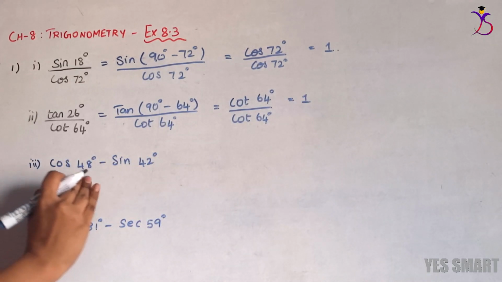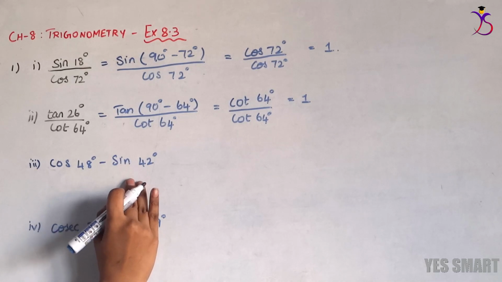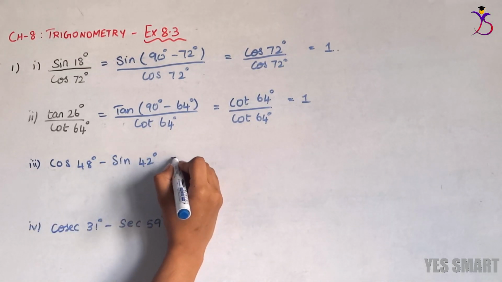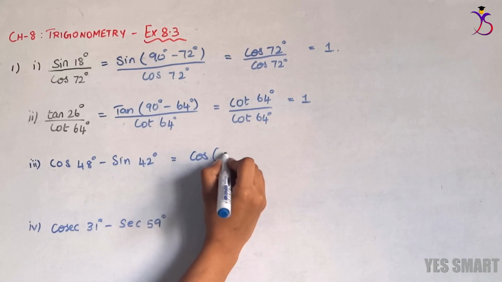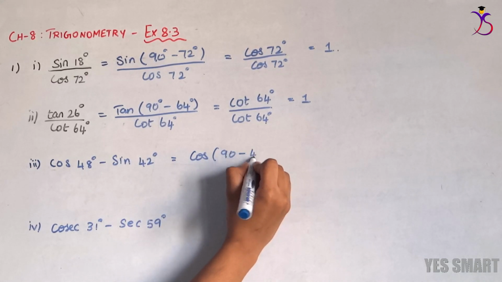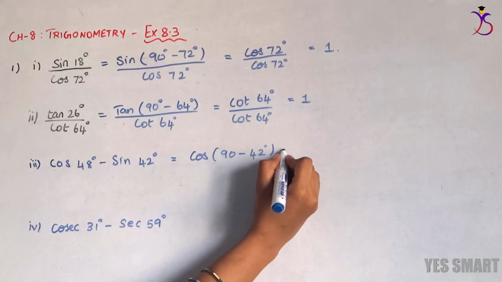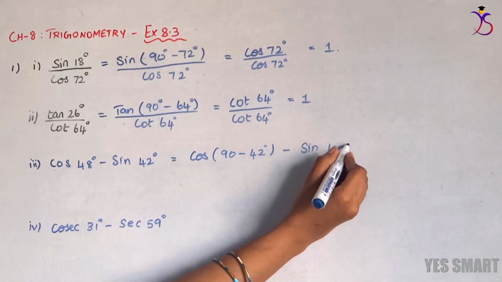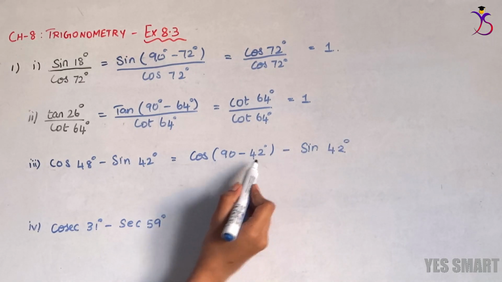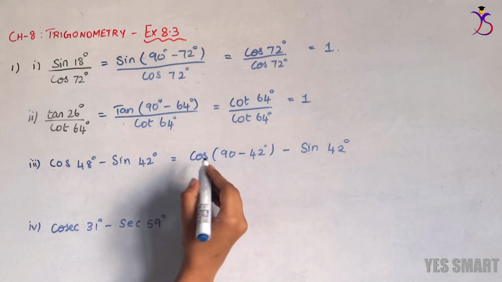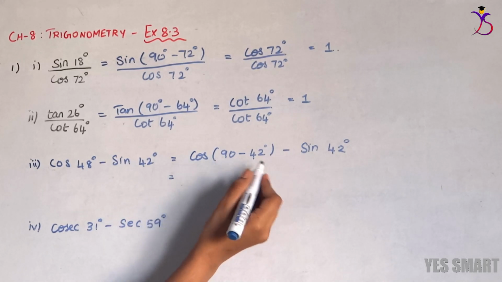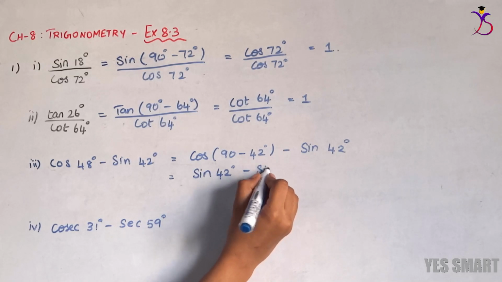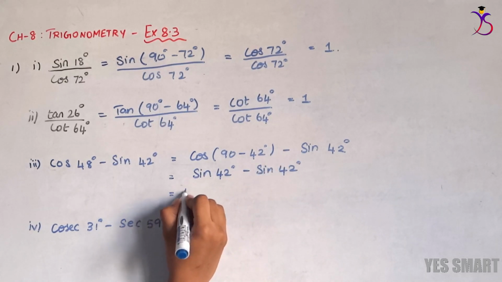Now moving on to the third sum: cos 48 minus sin 42. The same way, I am going to rearrange this cos 48 into the cos 90 minus theta format. So it becomes cos (90 minus 42), because 90 minus 42 is 48, minus sin 42. I am just keeping the sin theta as it is. Now cos 90 minus theta is sin theta, so it becomes sin 42. Then minus sin 42, I am just bringing it down. Sin 42 minus sin 42 is 0.